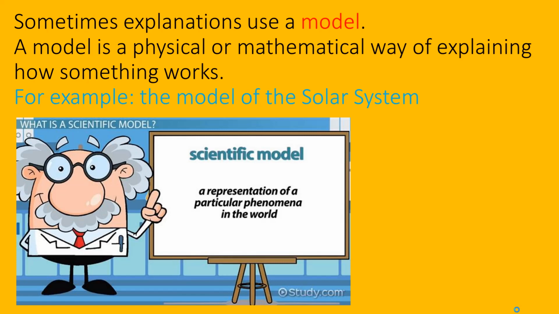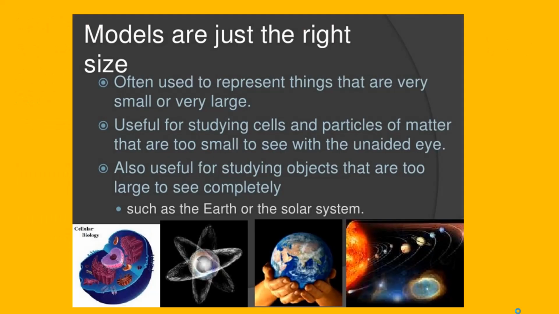So, for example, the model of the solar system. What is the model of the solar system? Many balls represent the sun, Earth, Venus, Mercury, Neptune, whatever. Models are made the right size, often used to represent things that are very small or very large.